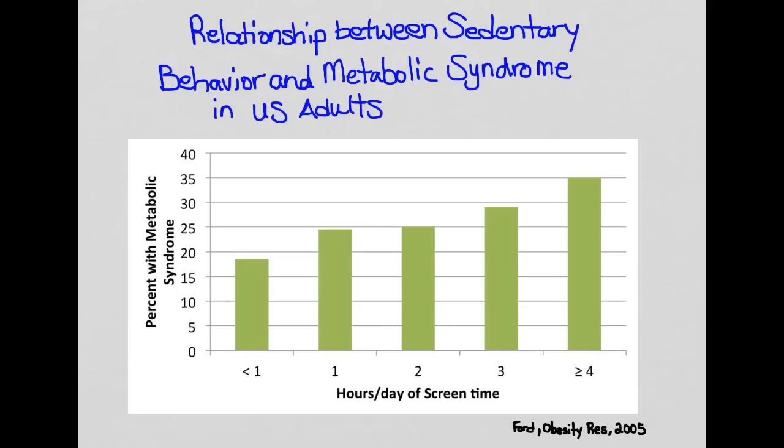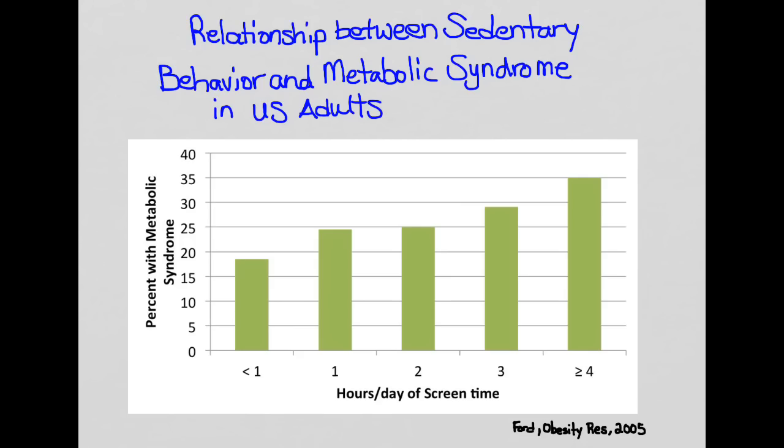Okay, so here's another example of a cross-sectional study, and this study looks at the relationship between sedentary behavior and metabolic syndrome in U.S. adults. The y-axis shows the percent of individuals in each exposure group who have the metabolic syndrome. In this case, we have levels of exposure of screen time, so it's hours per day. And so this shows you can have more than two levels of exposure. What we've talked about so far is you either have the exposure or you don't, but you can expand it. So like in this case, it's degree of exposure.